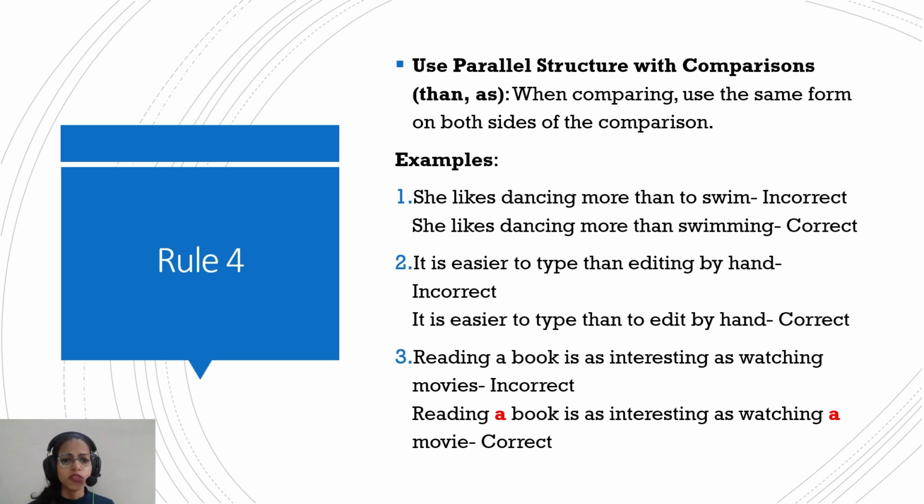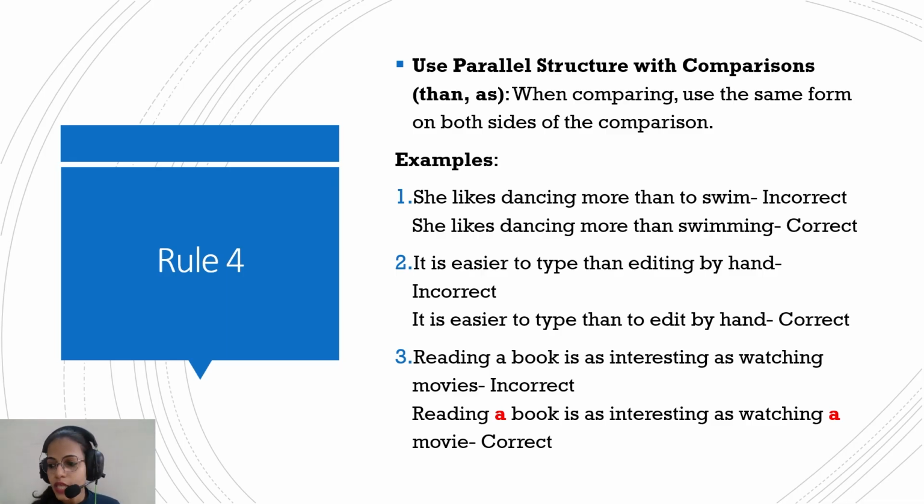I hope you're getting the sense of things by now. In the parallel structure, the essence here is that you should maintain consistency between the conjunctions or whatever joiners you are using. Or if you're listing many items, then you should maintain consistency of grammatical format in those. So she likes dancing more than swimming. It is easier to type than editing. Now type is in the infinitive form, and editing is in the ing form. It is not making sense. It is easier to type than to edit by hand.